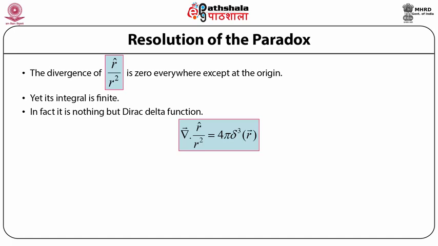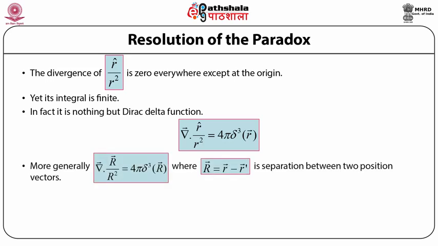So now if we define the separation between the two position vectors defined by the position vector r and the position vector r prime such that the vector capital R is equal to the position vector r minus the position vector r prime, then the divergence of the function 1 upon capital R square times unit vector R is equal to 4 pi times delta cube as a function of vector capital R.